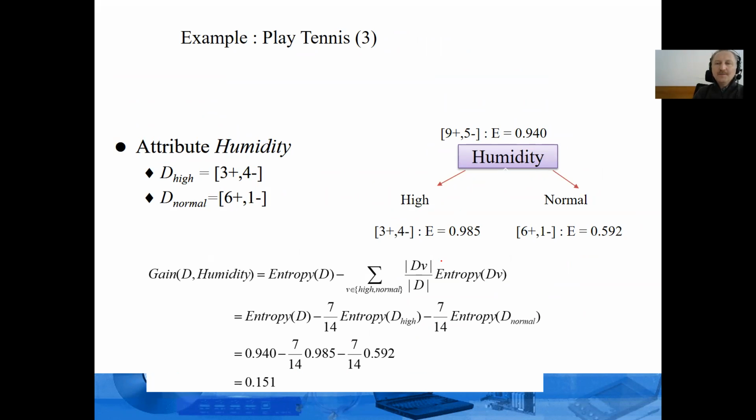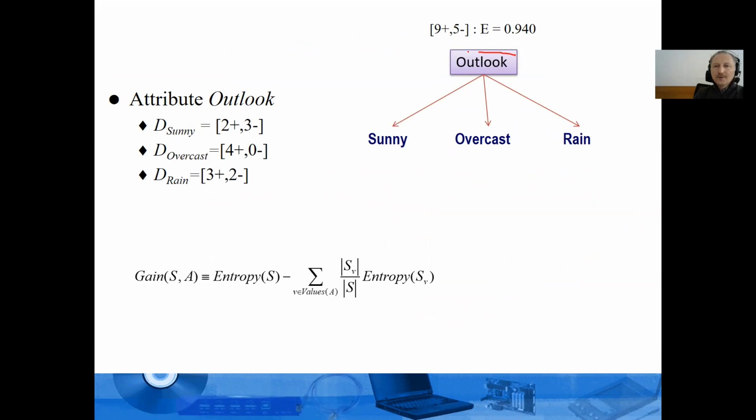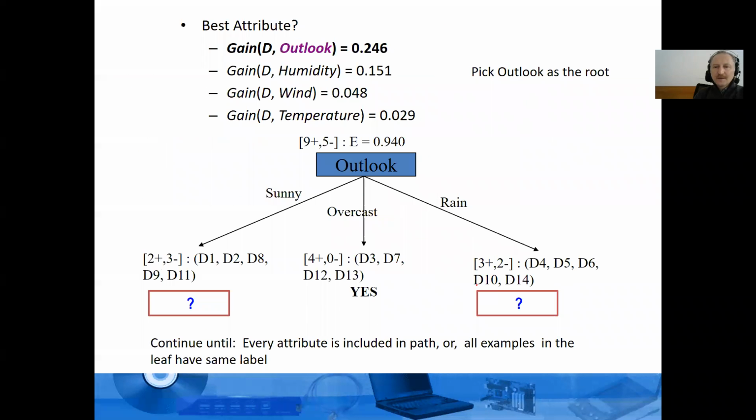You can calculate with the same methodology the gain of the humidity, and the gain of the outlook. At the end, you can tell, for example, that the gain of the outlook is higher than all the others. That's why outlook will be our first node. According to the gain splitting criterion, we are choosing outlook at the top.